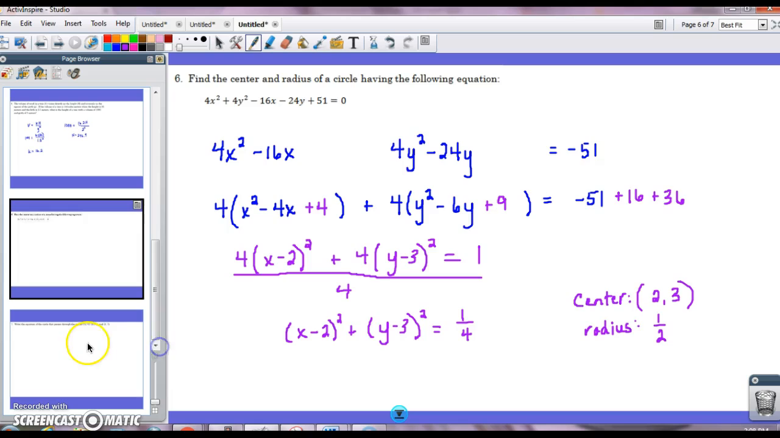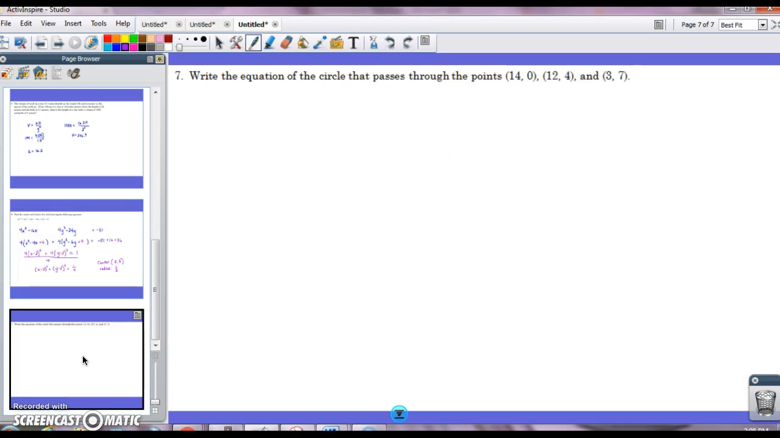Okay, the last problem is writing the equation of a circle when we're given 3 points. I know you guys love this stuff, so we're going to go through this. Okay, remember the equation that we're using is x squared plus y squared.